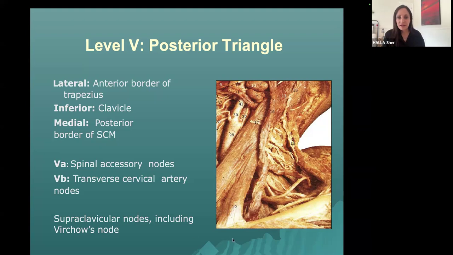And just inferior to that, we also see supraclavicular nodes, including Virchow's node. And Virchow's node, I don't know if you're seeing this, if you can see posteriorly, but in this region is usually where we see Virchow's node. And when we see pathologic enlargement of Virchow's node, then we must think about metastasis from either the upper abdomen or the thoracic cavity, most commonly.